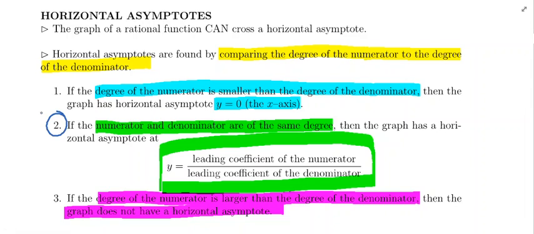Here it is explained what happens if the degree of the numerator and denominator are the same. Then it's going to be a horizontal asymptote, located at y equals a fraction: the leading coefficient of the top divided by the leading coefficient of the denominator. So let's jump back over here.